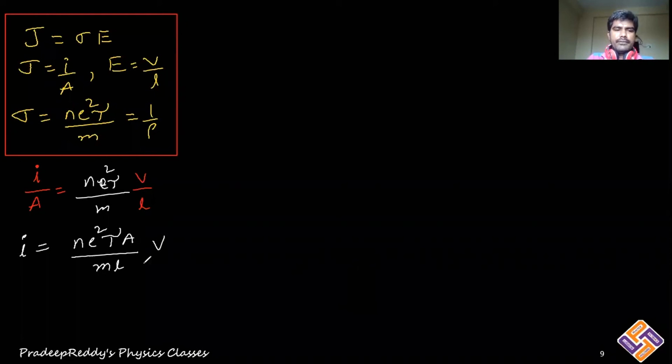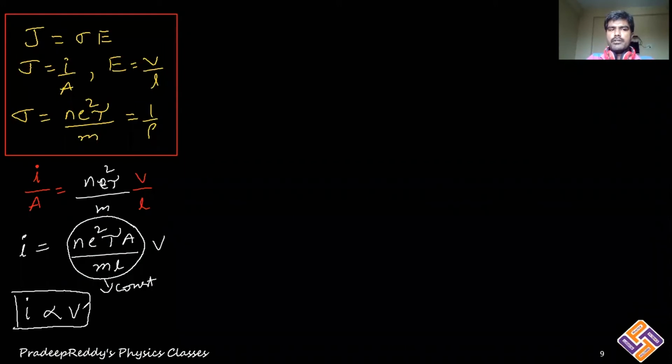A is area of cross section, L is length. Area of cross section can be written as L square. So I can cancel this L and L over here, or else you need not do all those things. N is constant, e is charge of the electron, which is constant. Tau is relaxation time, that is also constant. A is area of cross section for the conductor, it is constant. m is mass of the electron, that is also constant. L is length of the conductor, that is also constant. These total parameters, whatever we have here, they are constants. So simply I can write I is proportional to V.